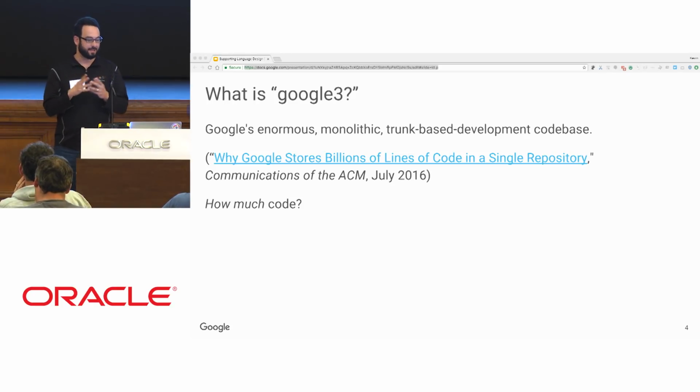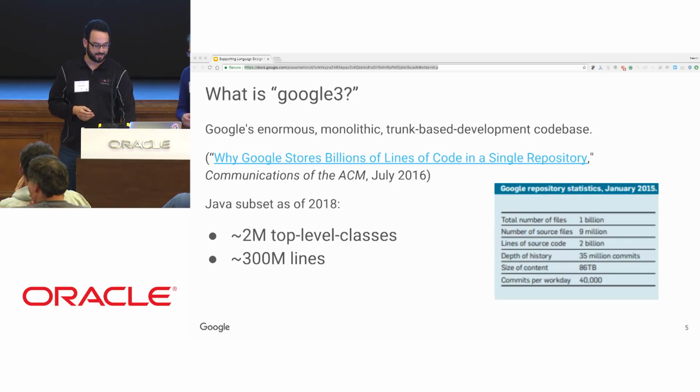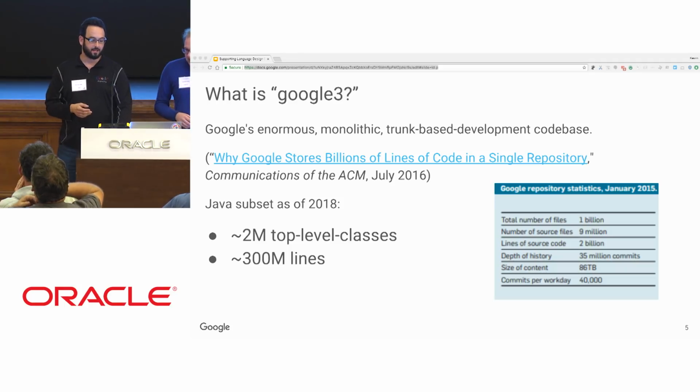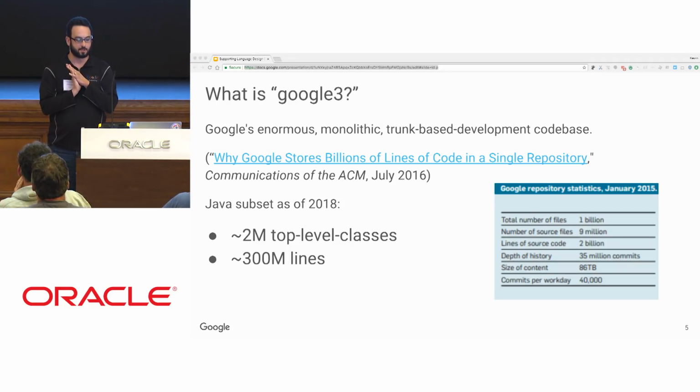That's the only thing I could say. But now, because this information is actually out, I can tell you we're talking about 2 million top-level classes totaling 300 million lines of code. That's the Java code base only.